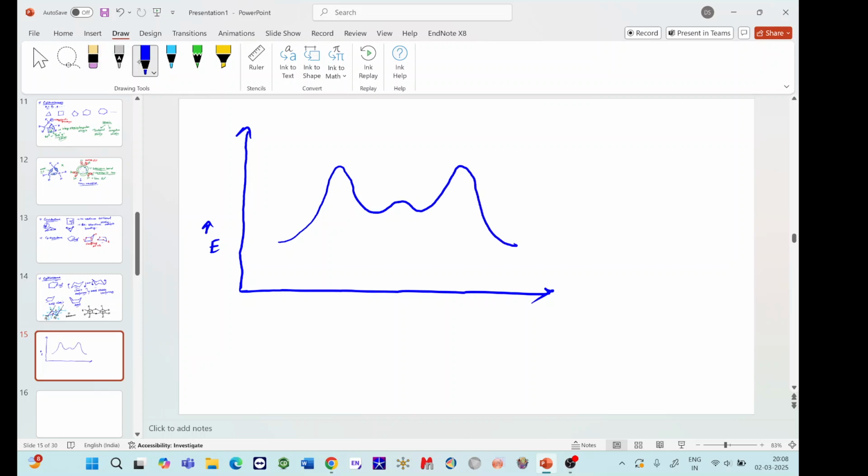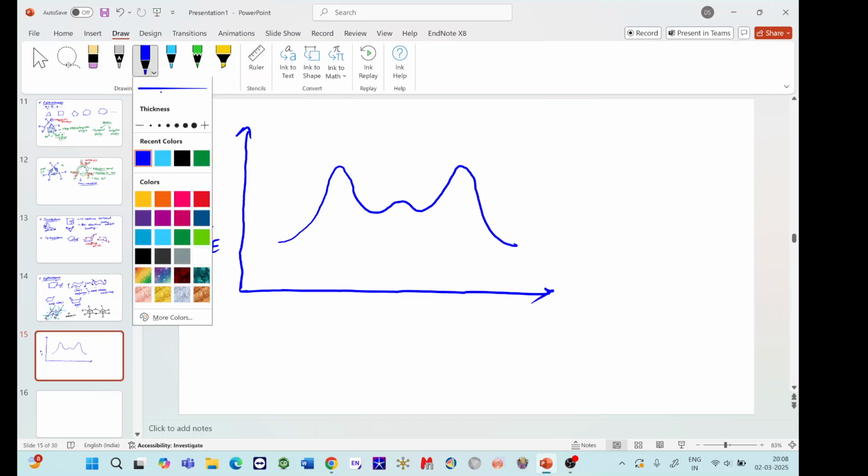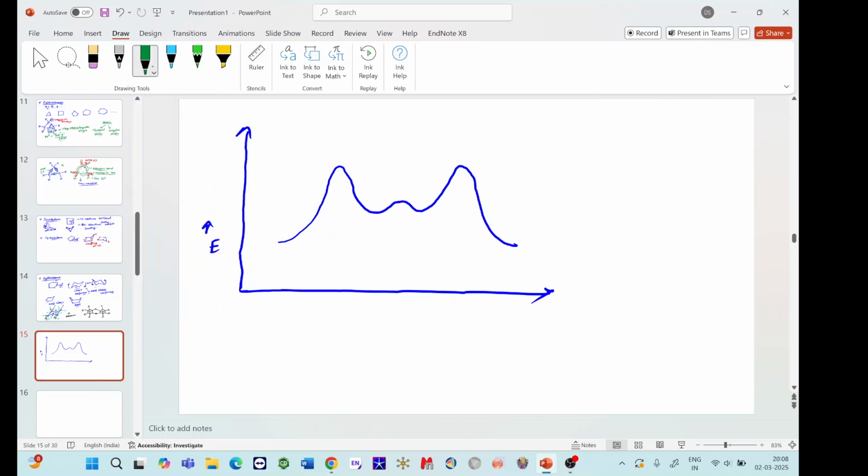Okay, so these two are on the same plane. These two are on the same plane. This is the minimum, and this is the chair form. Okay. Now this is what? This is the next higher point. This is the half chair form.